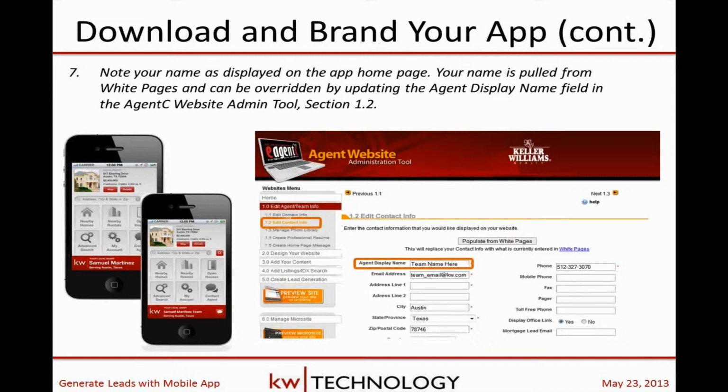Where the app is going to pull that individual or team name from is also coming from your eAgency website administration tool. It's in section 1.2, Edit Your Contact Info. That field is automatically populated by the first and last name that shows for your record in White Pages. If you want to override that, for example, if you're part of a team and you'd rather have that show your team name, it's the agent display name field where you will need to make that change. Whatever is in the agent display name field is what's going to show on your app.